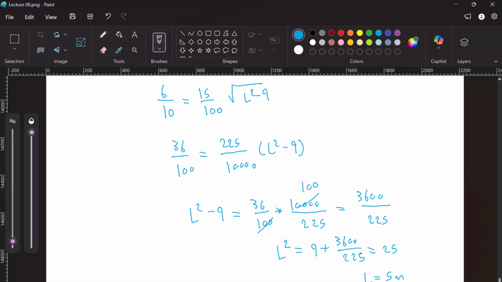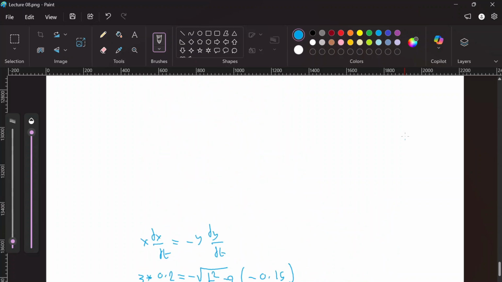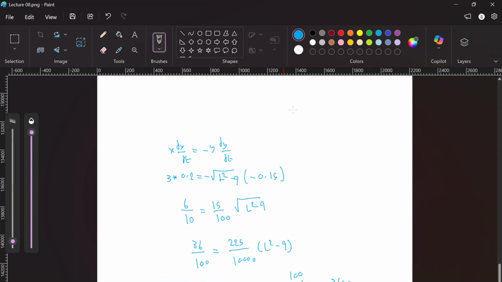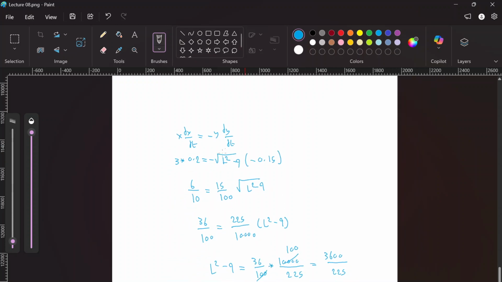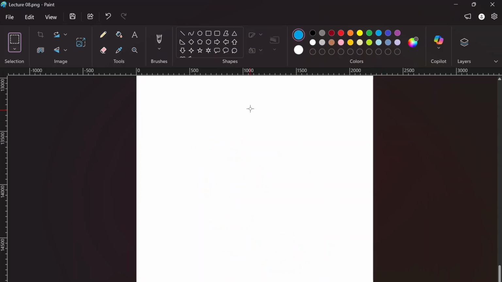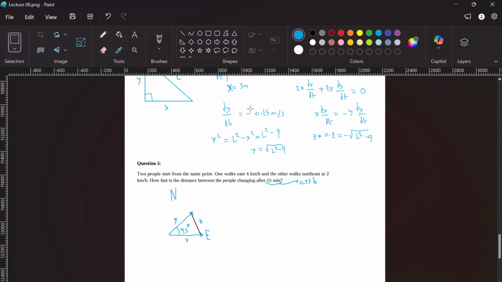Now let's solve the last question. But let me erase this here because I wrote it in the place of the new question. Now let's solve the last one.